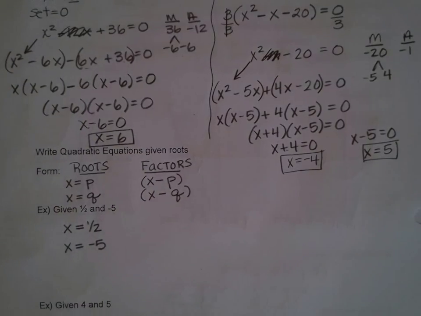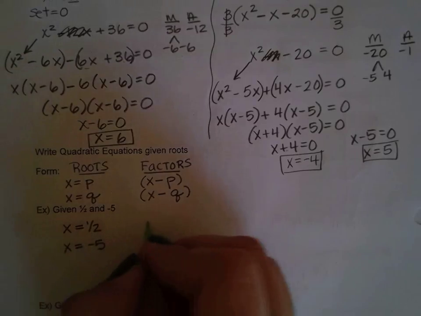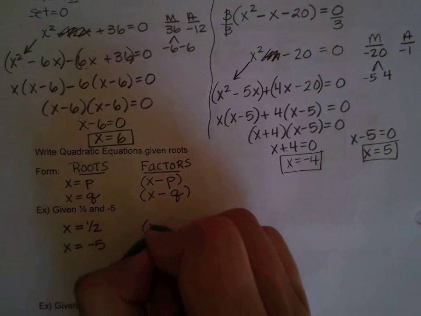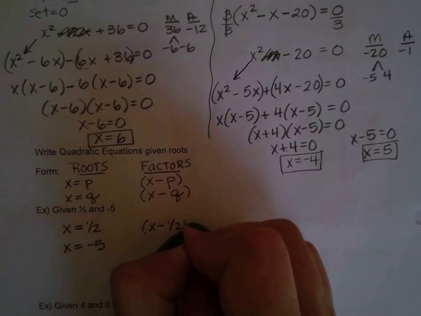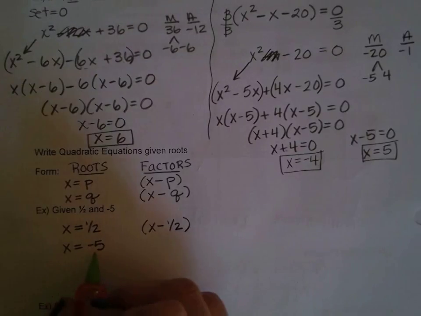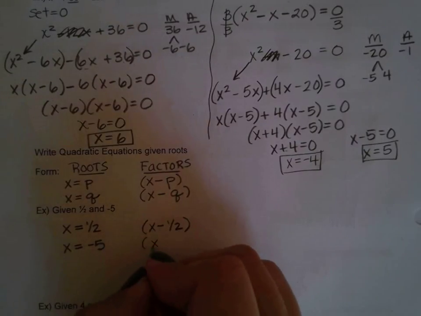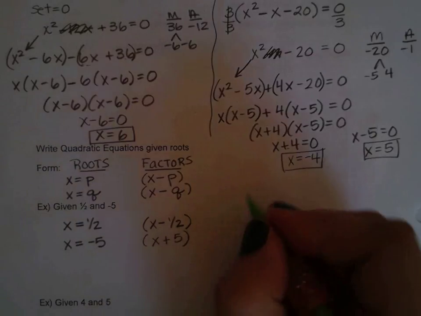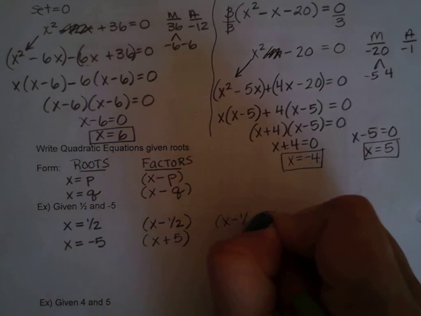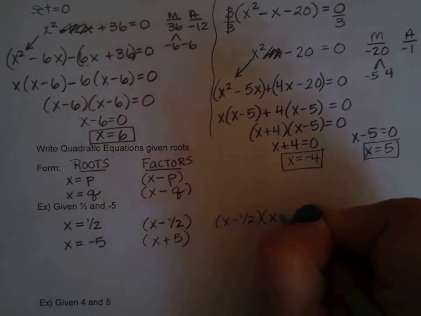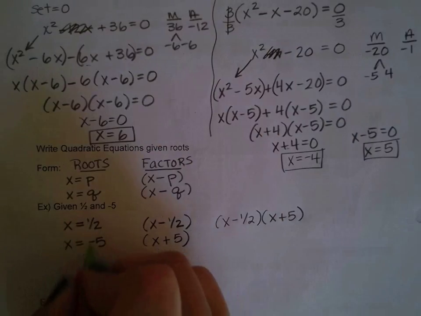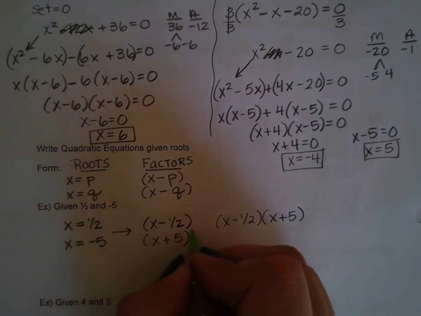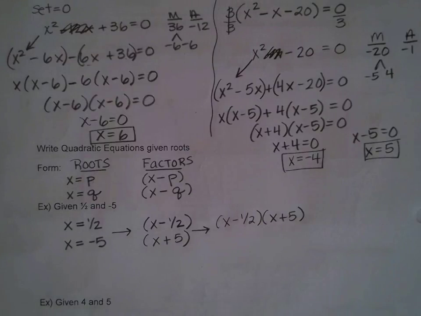That's how you start. So then the factors will be x minus 1/2. And then the opposite of this is going to be x plus 5. So the only thing you have to do now is multiply these. So I'm going to write them next to each other. X minus 1/2 times x plus 5. So we went from here to here.